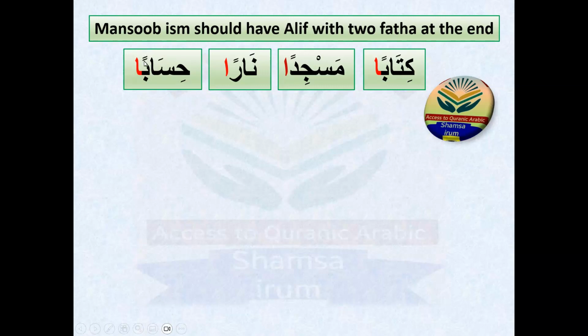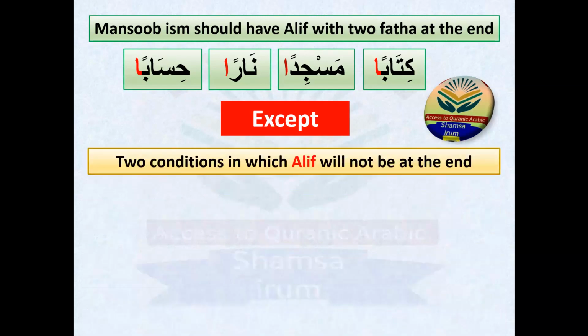So this is the rule of Arabic, that you must see the alif with the double fatha in the end. Okay, but except two cases, there are only two exceptions here, where you will see the double fatha in the end, but there will be no alif. There will be no alif. What are these two exceptions? Two conditions in which alif will not be there.